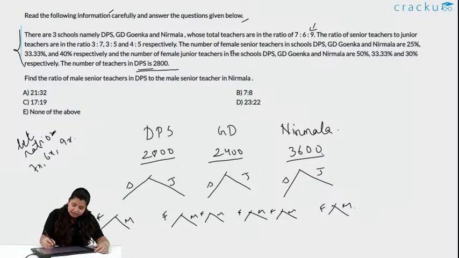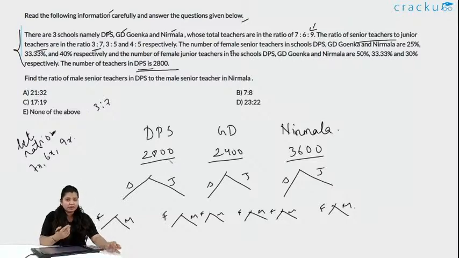The other thing given is the ratio of senior teachers to junior teachers: 3:7 for DPS, 3:5 for GD Goenka and 4:5 for Nirmala. So, for 3:7, 3 plus 7 is 10, so 1 unit is equal to 280. If 1 unit is 280, then 3 units is 280 into 3. What is that? It is 840.